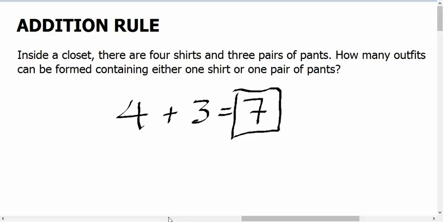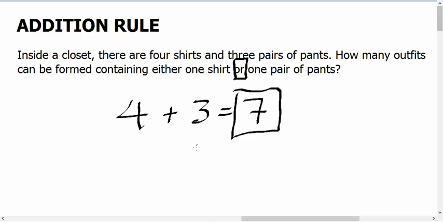All right, so let's go back now. Let's think about some of the differences between these two rules. Now, the biggest difference between the addition rule and the multiplication rule is that when I'm dealing with the addition rule, I'm dealing with the word or, right?